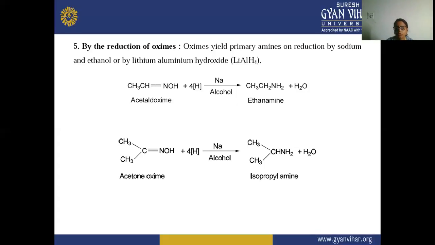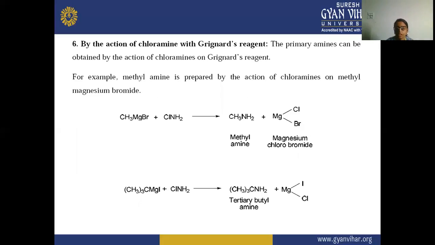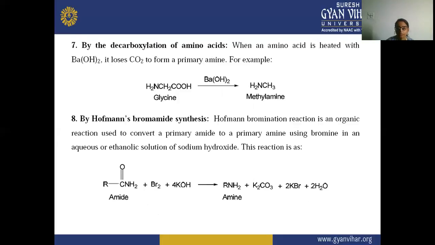By the reduction of oxime, the primary amine is obtained by reduction with sodium and ethanol or by lithium aluminium hydride. Then, by the action of chloramine with Grignard reagent, the primary amine can be obtained. So this is a chloramine and this reacts with a Grignard reagent, and there is a formation of methylamine and the tertiary.